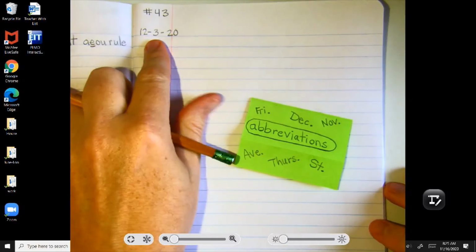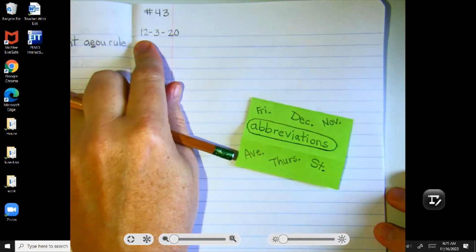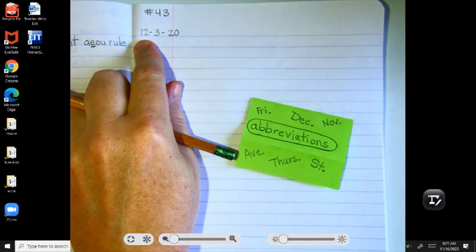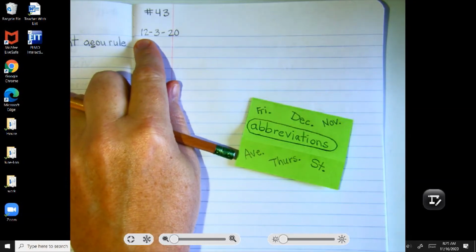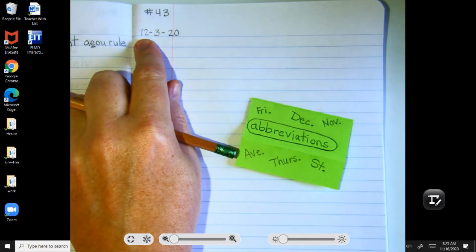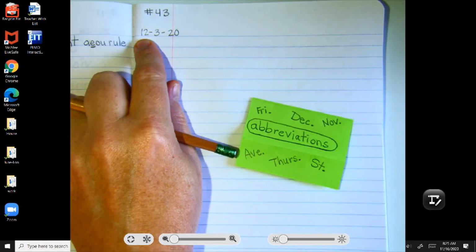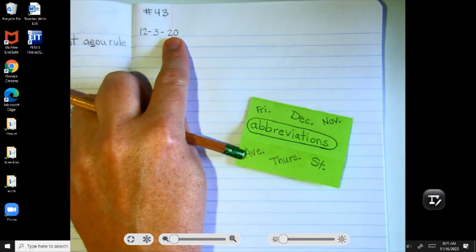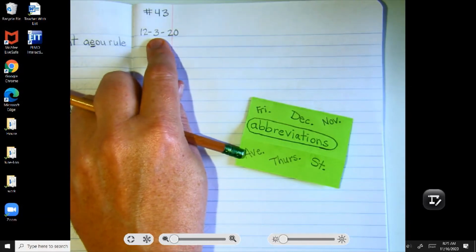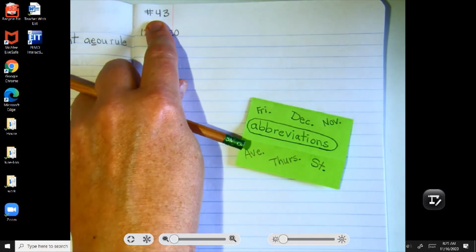Today is the 3rd of December. Remember, we're in a new month. 12 is the number for December, the 12th month of the year. So we are nearing the end of 2020. Right, that's our year. And today is the 3rd. We are on lesson number 43.